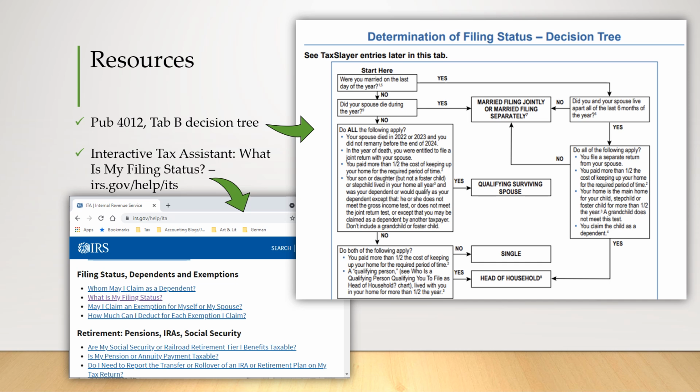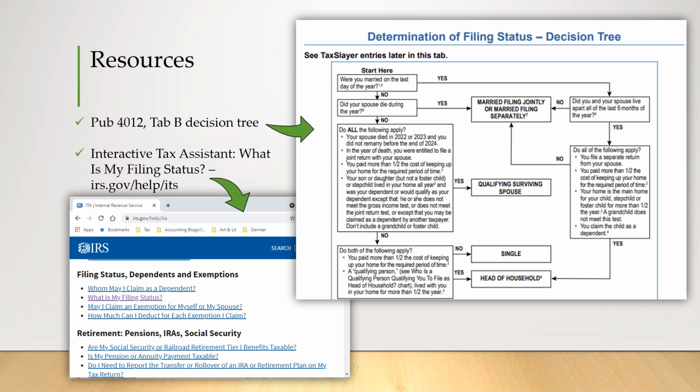Before we head out, I wanted to point out some of the resources that we have to help us determine filing status. In Publication 4012, Tab B, there's a decision tree. So if you ever get stuck, you can always go back to the decision tree and answer the questions and follow the flow, and it will get you to a filing status.